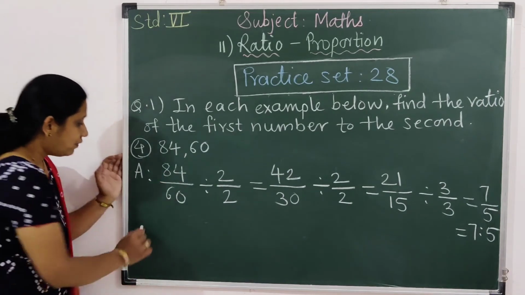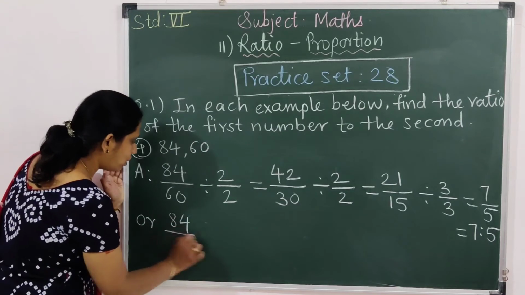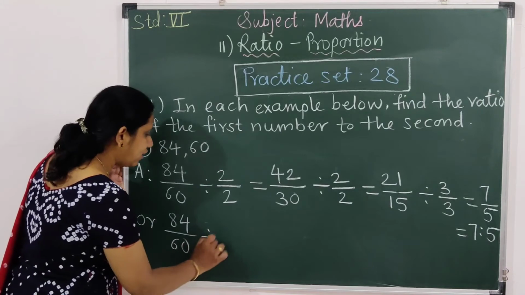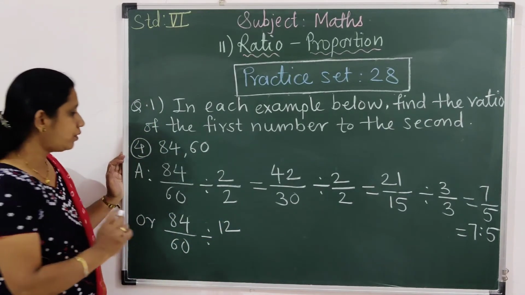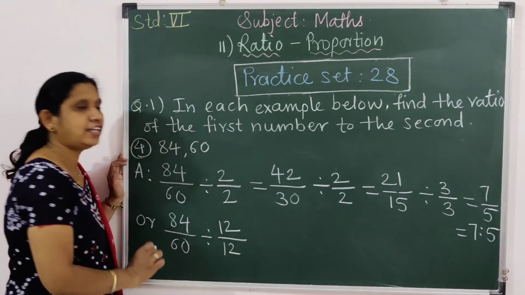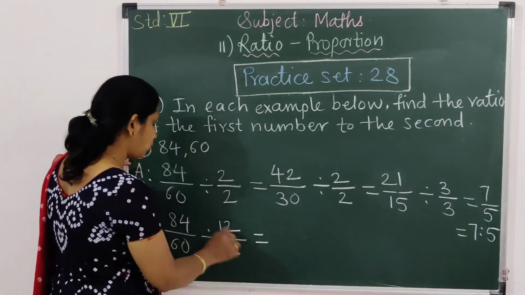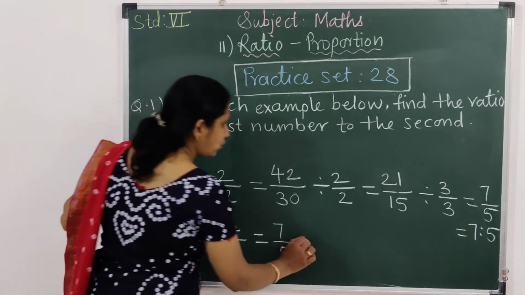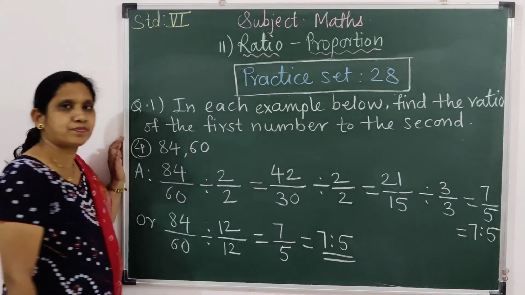Or I will show you one more method. 84 upon 60. If you know the tables very well, you can directly divide by 12 because both the numbers are present in the table of 12. So let us divide in the numerator by 12 as well as in the denominator also we can divide by 12. So this is equals to 12 7s are 84, 12 5s are 60. So this is also in the proportion 7:5.